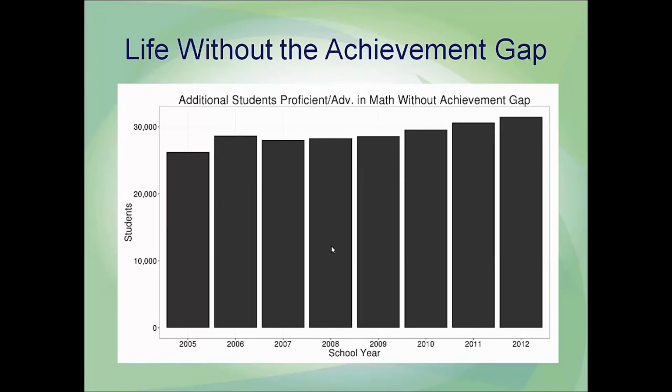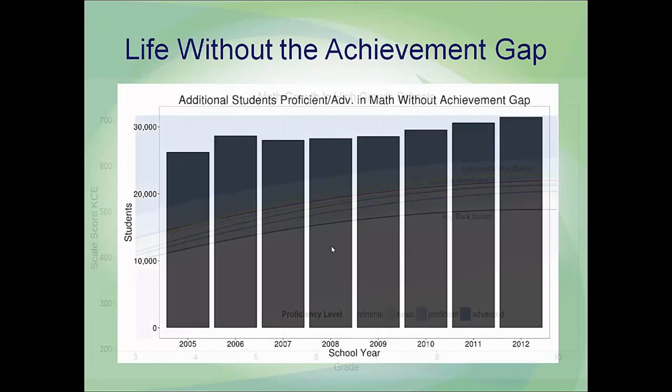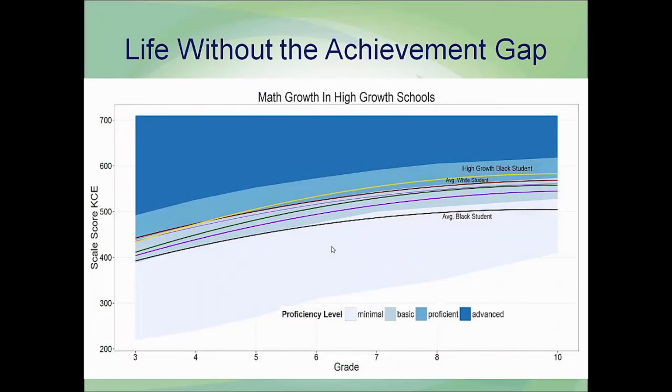If we close the gap, we'd have at least 25,000 more students proficient in math each year. There are schools in Wisconsin that are seeing high growth among their minority students, so we know that closing the gap is possible. Looking at growth data allows educators to pinpoint not only how much growth is required for certain students, but also allows them to track how far they've progressed.